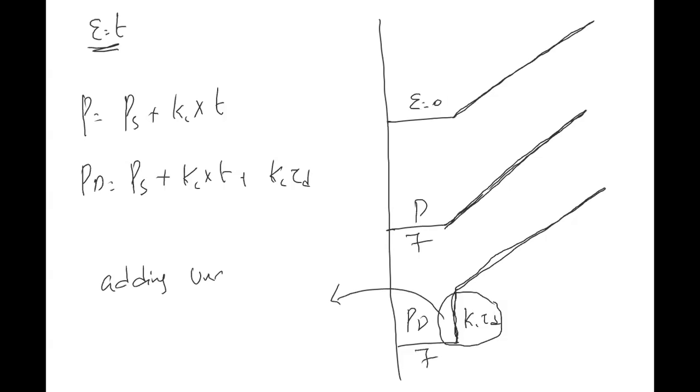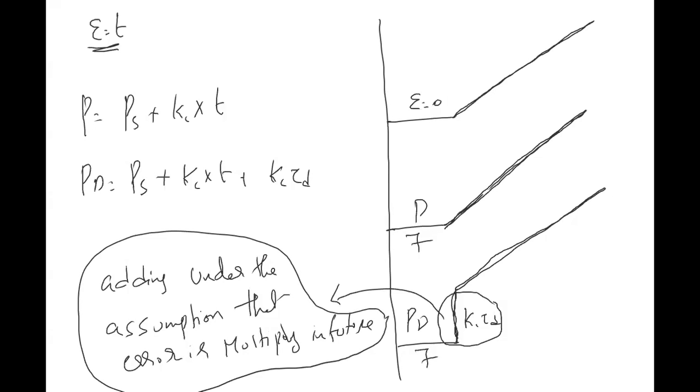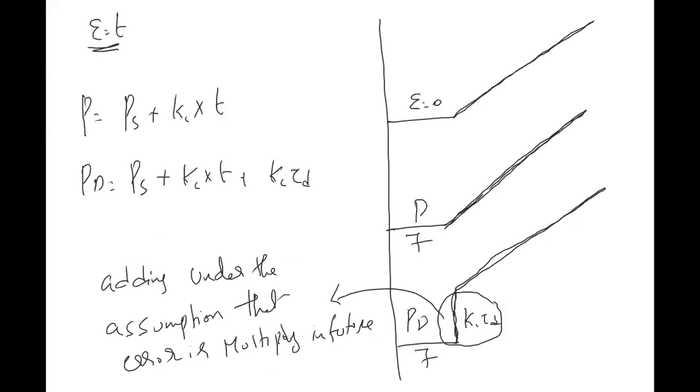under the assumption that error is multiplying in future. So this is adding under the assumption that error is going to multiply in future. That is why this is called an anticipatory controller.